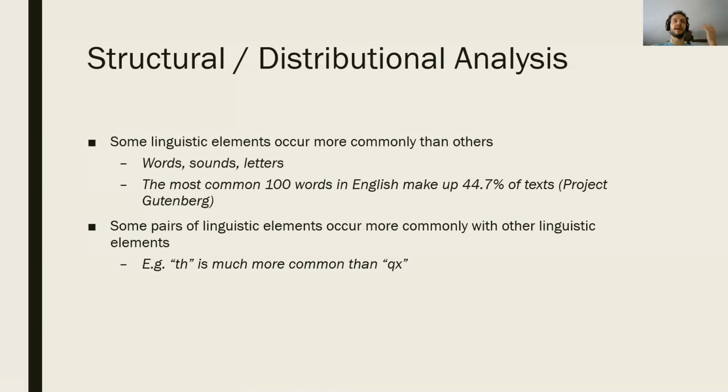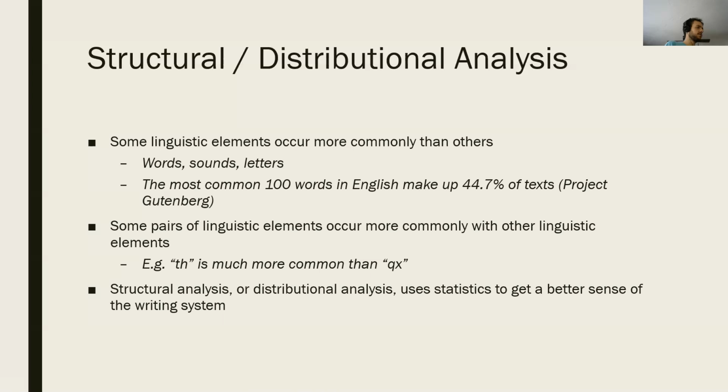So think back to when I did the example of the cryptogram. These kinds of structural assumptions or statistical assumptions were things that I made. And so structural analysis, also known as distributional analysis, basically uses statistical information to get a better sense of the writing system. So this is a really important component to begin a decipherment.